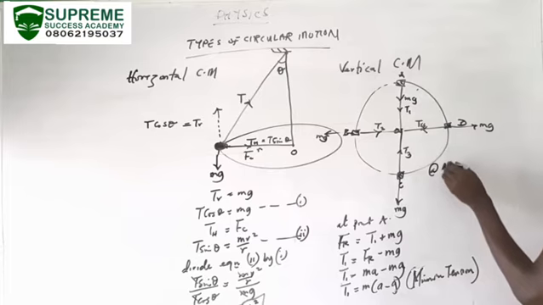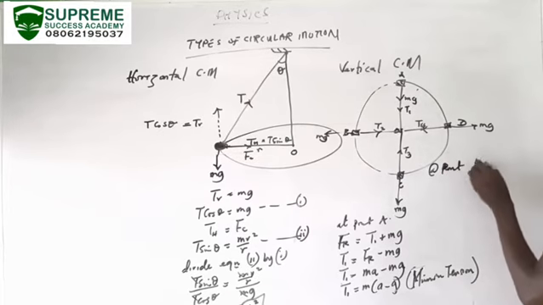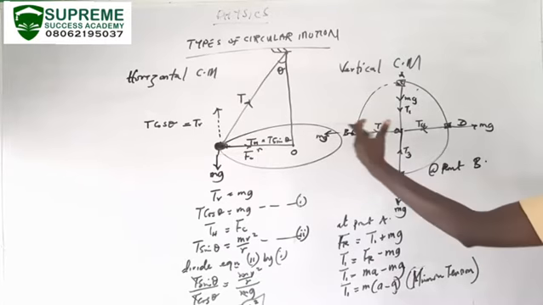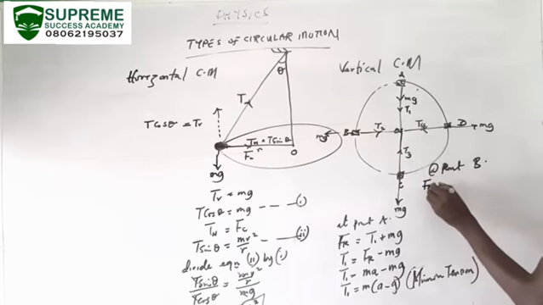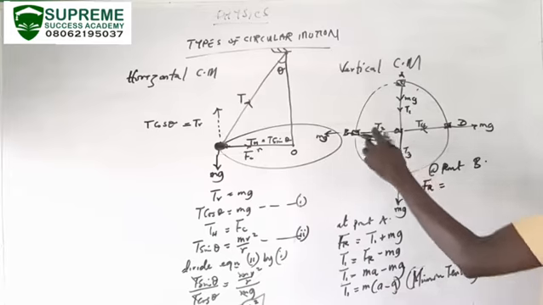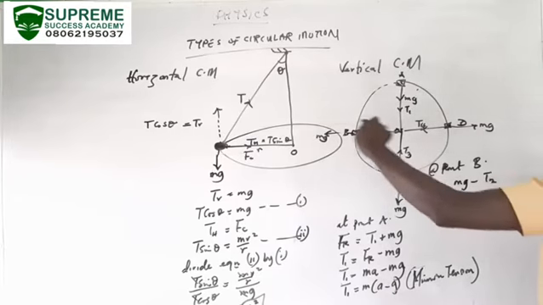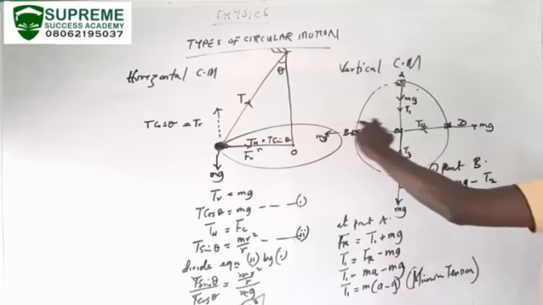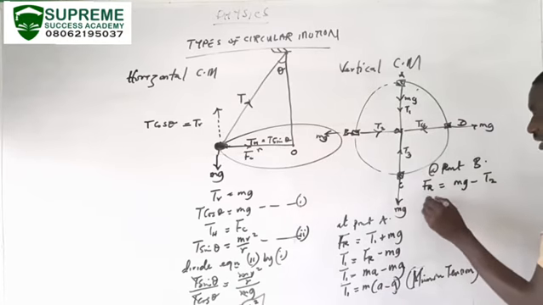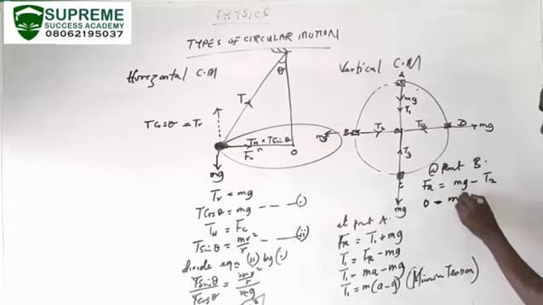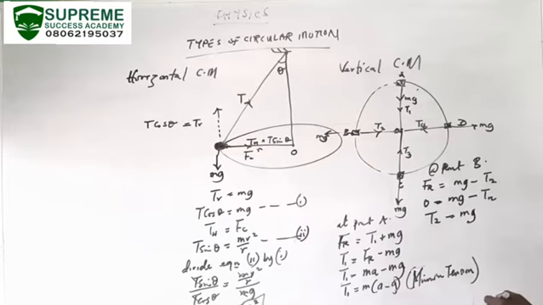Then let's look at which other point again? At point B. What's happening there? At point B, your resultant force will equal Mg minus T2. But because we are dealing with horizontal level here, your resultant force is going to be 0. Mg will equal T2. Then you can say your T2 equals Mg.